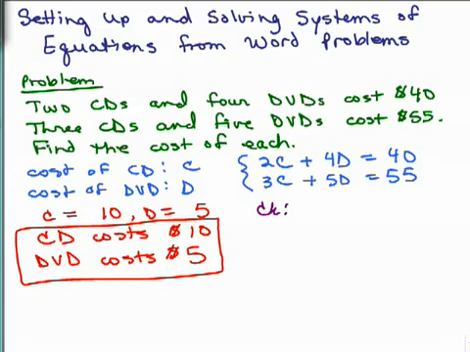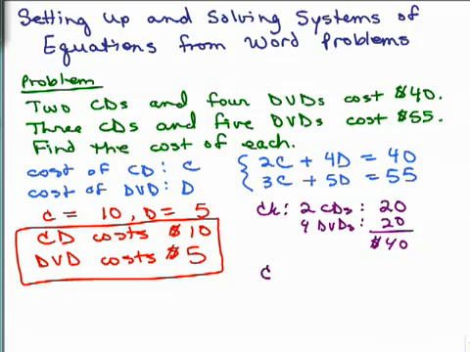It says 2 CDs and 4 DVDs cost $40. All right, so let's see. If this were the cost of a CD, $10, 2 CDs would cost how much? $20. And 4 DVDs, if you also bought 4 DVDs, all right, $5 each. 4 at $5 would also be $20. So that would add up to $40. So that part is true. That first sentence is still correct.